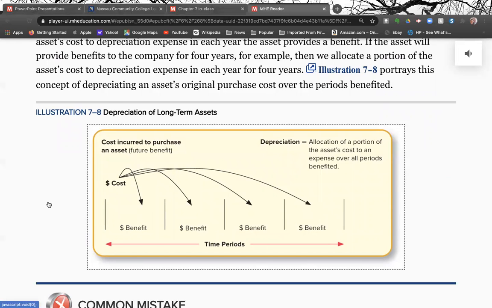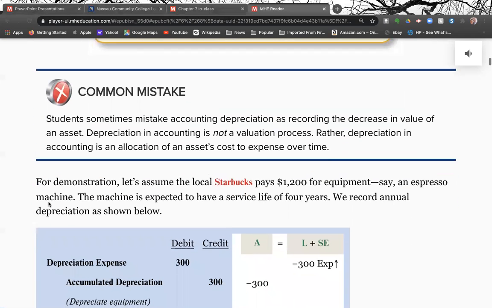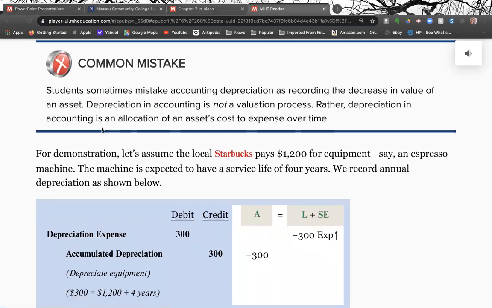Remember, debit depreciation expense, credit accumulated depreciation. Depreciation is an expense, belongs on the income statement. Accumulated depreciation was a contra asset, if you remember. It's used to show a reduction in the cost of the asset. Depreciation in accounting is not a valuation process, has nothing to do with market values.